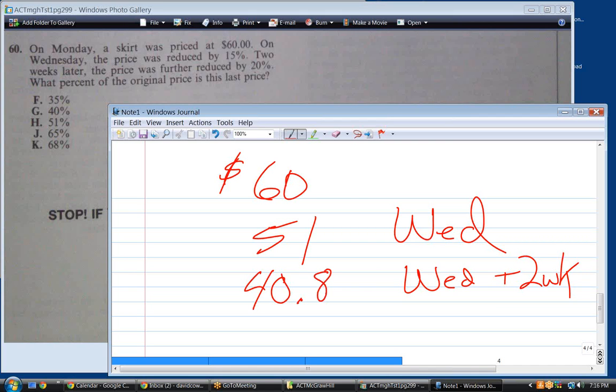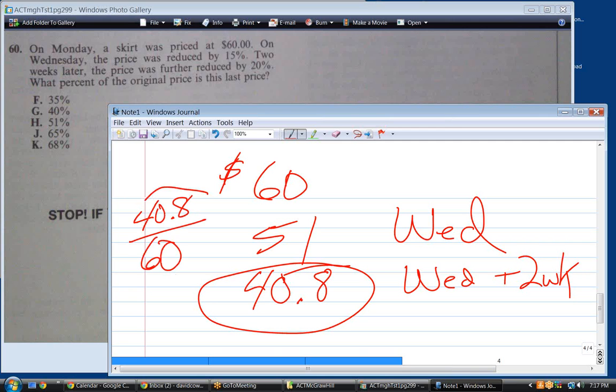Okay? So this is the price on Wednesday. What percentage of the original price is that price? 60. 40.8 divided by 60. What is that percent number? I got 68. Yeah. Okay.